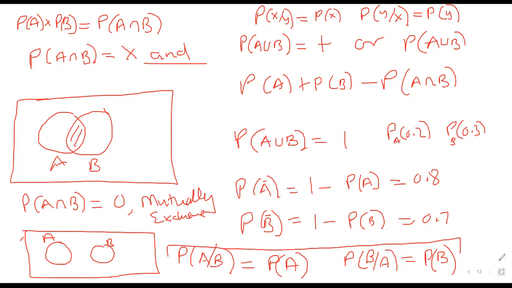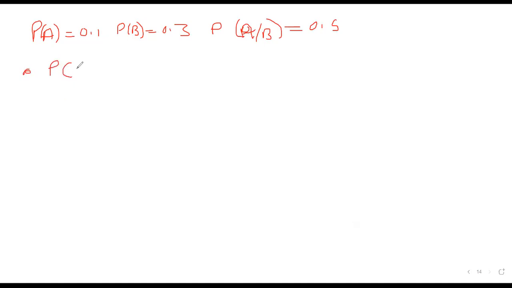Okay, so let's look at an example. Probability of A is 0.1. Probability of B is 0.2. Probability of A given B is 0.5. How do you find the intersection? Probability of A intersection B.